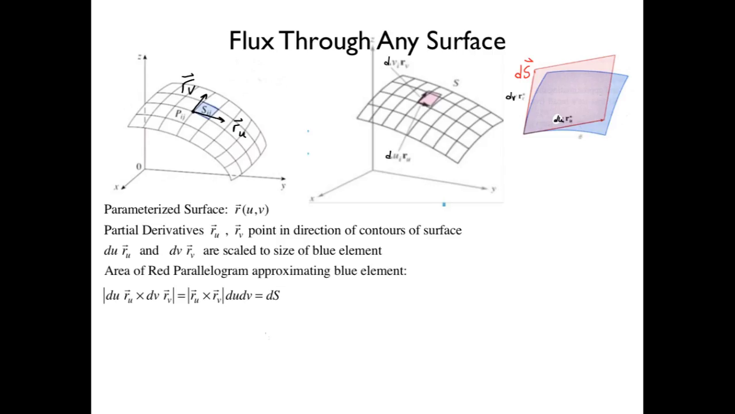So I did the cross product there, and then the du and the dv are just scalars, so we can just bring those out, right? Those are just scalars, so we just do ru cross rv times du dv. And that's just ds without the vector, right? That's just the area of that parallelogram.